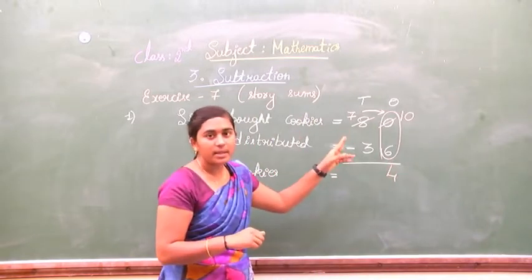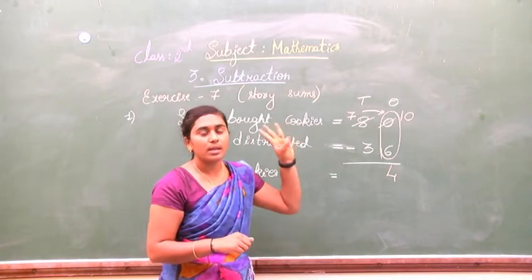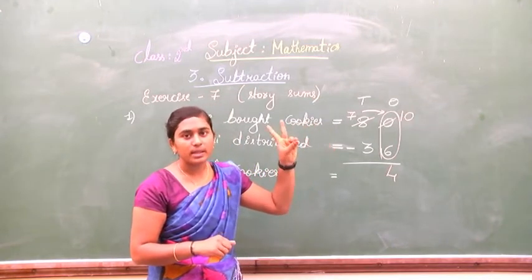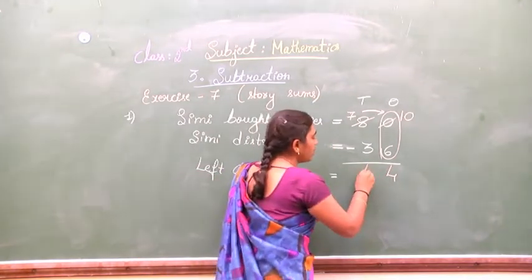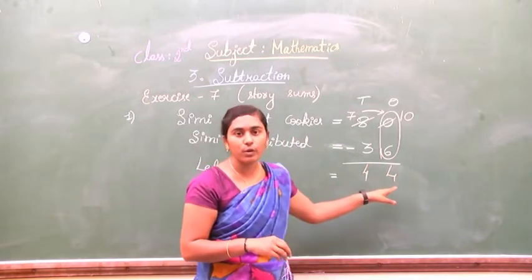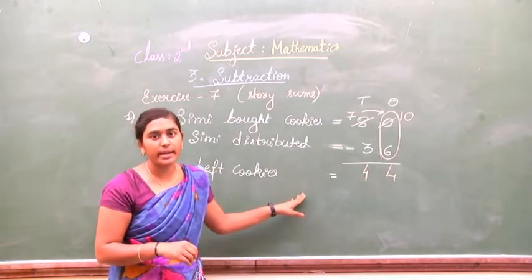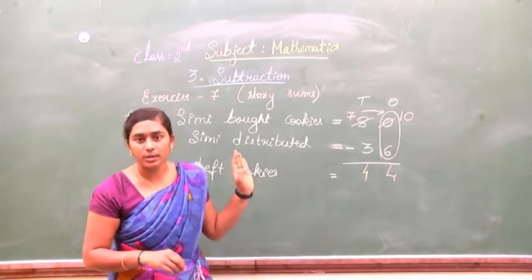And 7 minus 3, again 7 in the mind, 3 in the fingers: 6, 5 and 4. So how many cookies are left with Simi now? There are 44 cookies left with Simi, right? Like this you need to write the story sum.